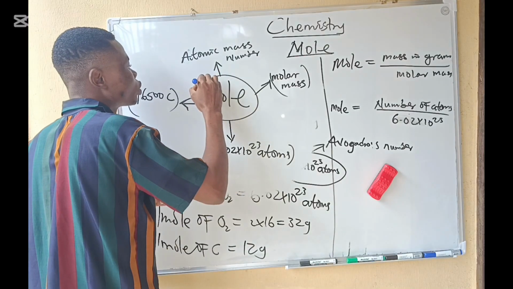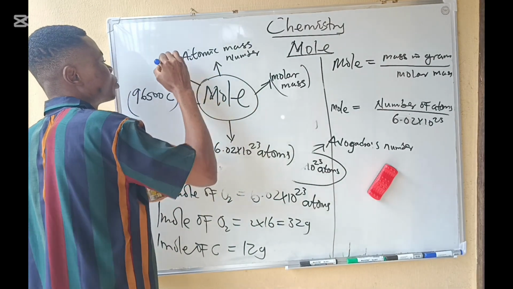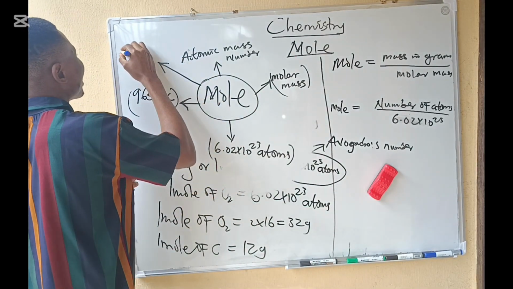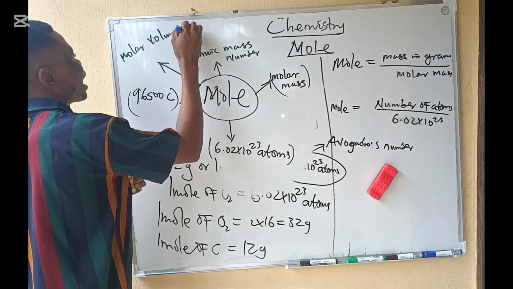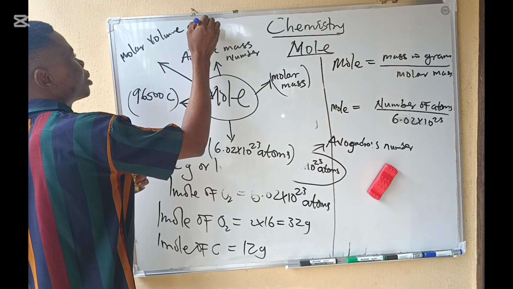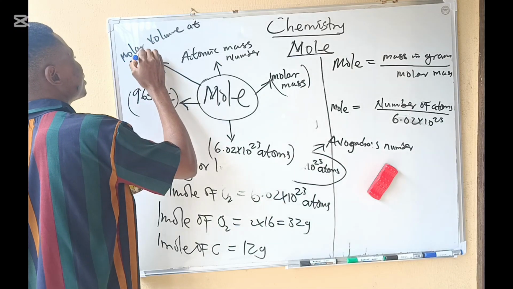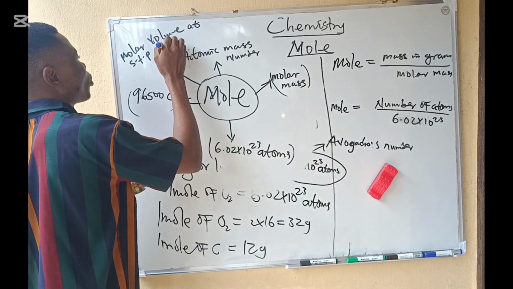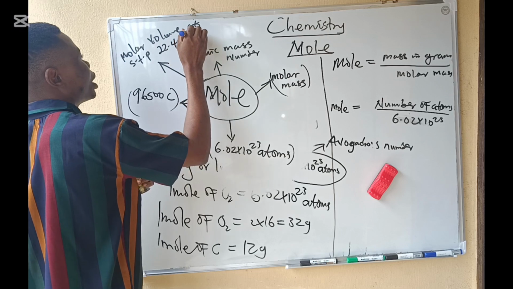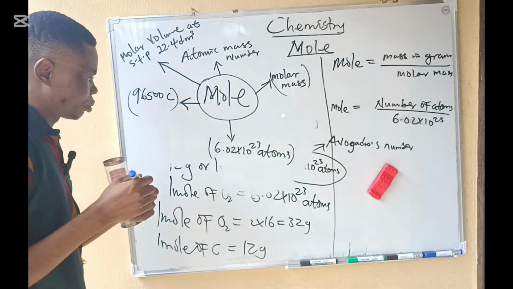So this same 1 mole will also give you what? Molar volume. I have to know this. At STP, that is standard temperature and pressure, it is 22.4 dm cube. That is the molar volume.